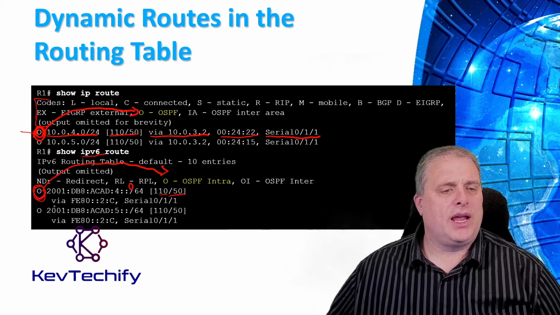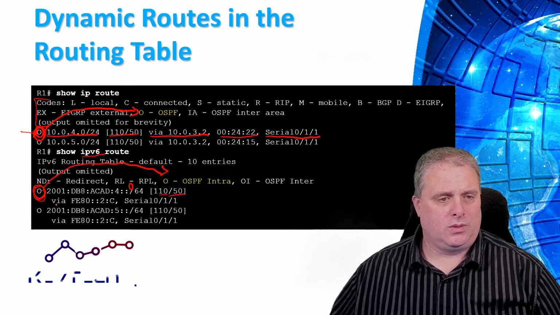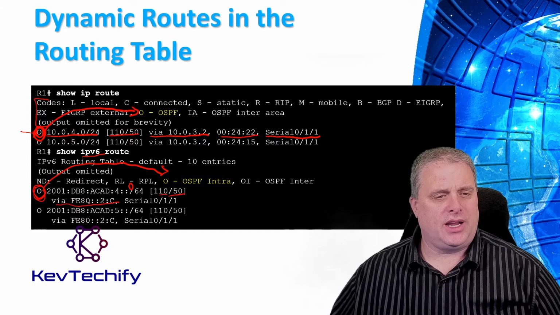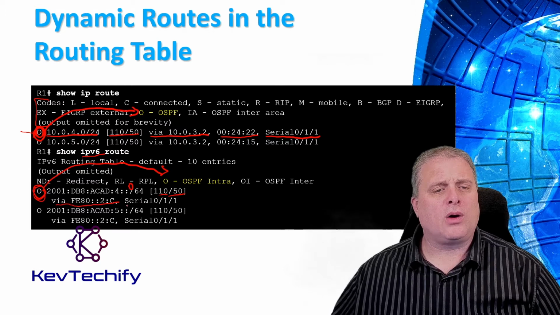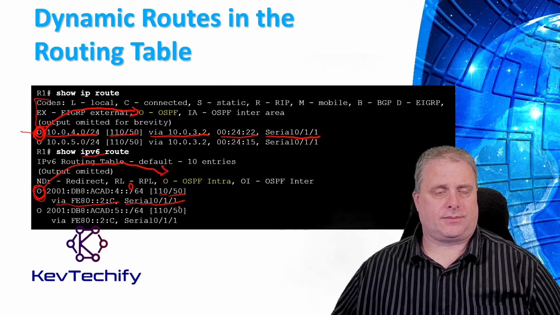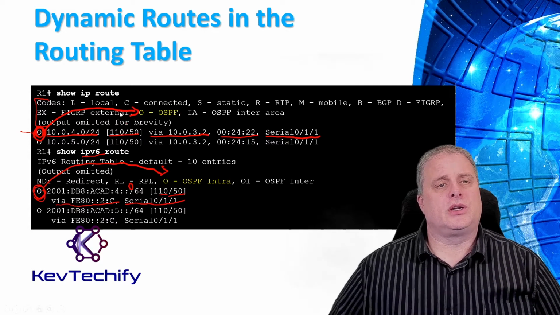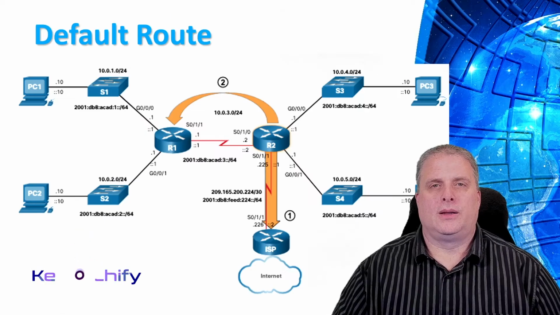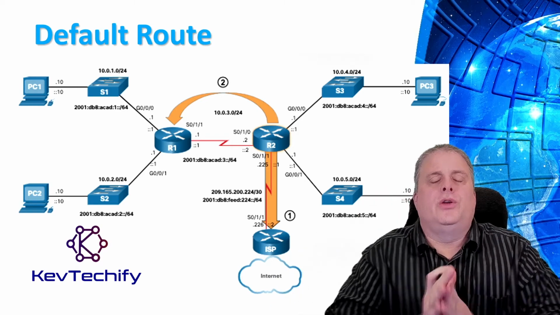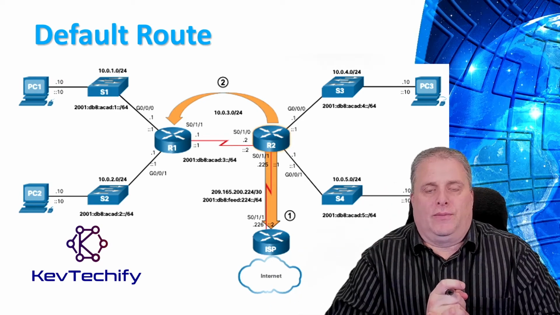Then we have the IP address of the next hop, which is right here. It's a link-local address, FE80. And we go out what interface? Serial 0/1/1. That's how you look at these tables and understand what's happening. The default route is the route the router uses when it doesn't know what to do with a packet.